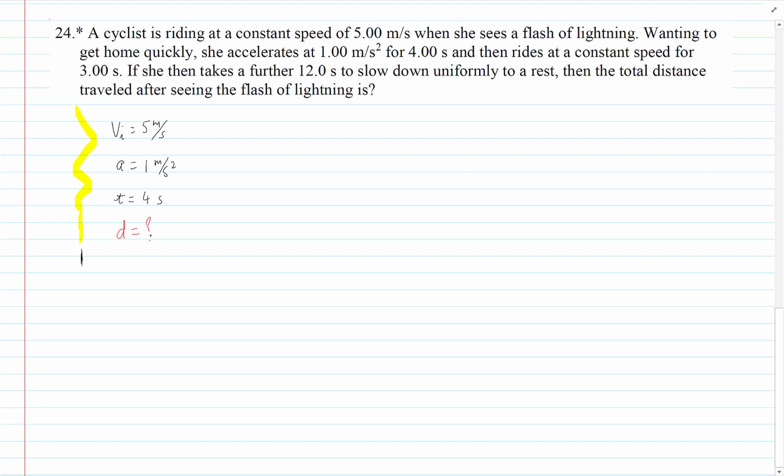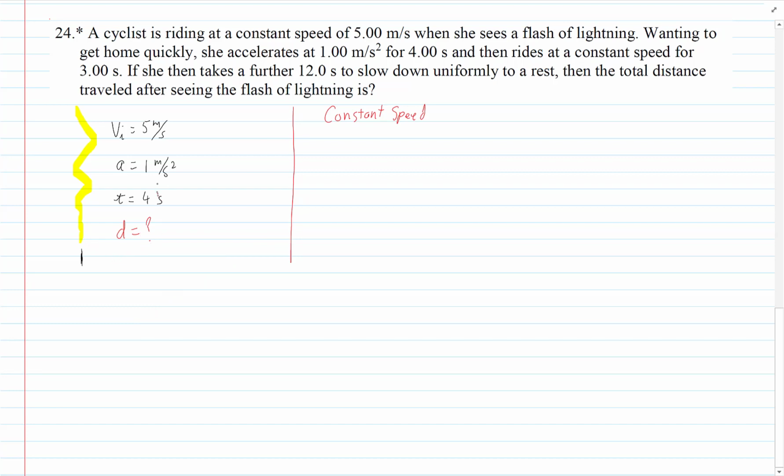We will also need to calculate the velocity, because that is the constant speed that she's going to be moving at in phase 2. This is constant speed, but she's going to be ramping up in speed, and we need to know what that speed is because it's not 5. So we will need to calculate the VF as well. I'm going to calculate the D first.